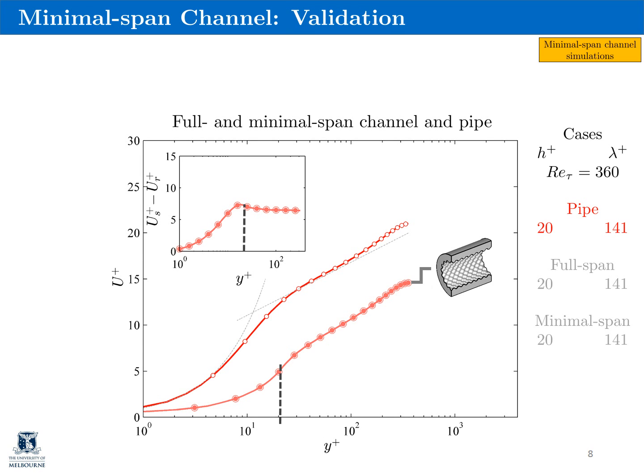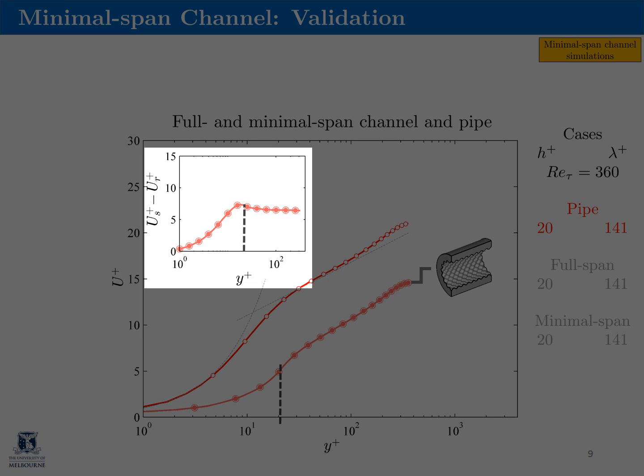Now I would like to show you a quick validation of the mean velocity profiles of the minimal span channel. Here, I have the mean velocity profile of the smooth and rough case where h+ equals 20 simulated at Re_tau 360 in a pipe. In the inset plot here, I have the velocity difference between the smooth and rough profiles. About 20 viscous units above the crest of the roughness elements, you can see that the profile remains relatively flat, which means that the downward shift in the mean velocity profile of the rough wall is constant in the outer region of the flow. This gives us a reliable estimate of the roughness function.